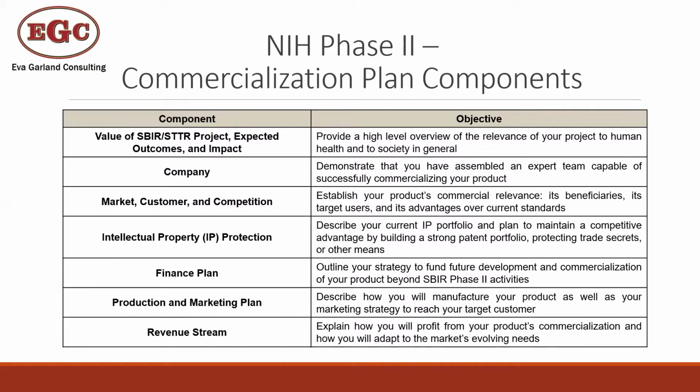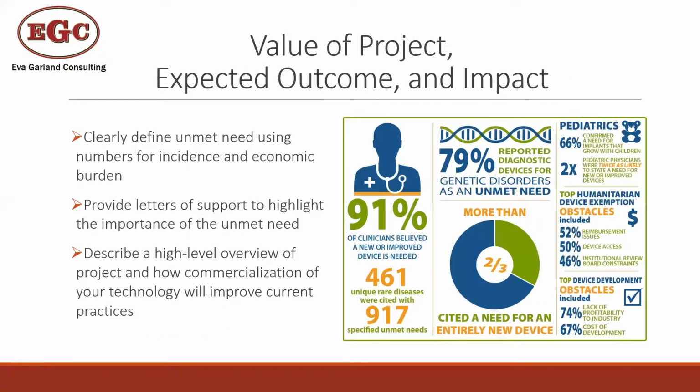So this table here just provides a summary of the different components that are required for the NIH phase 2 commercialization plan. I'll go through each of these separately on the following slides. So the first one: the value of the project, expected outcome, and impact. For this, again, you're describing that unmet need. The figure on the slide is just to give you an idea. These are the numbers you're looking for, like how many people are affected.